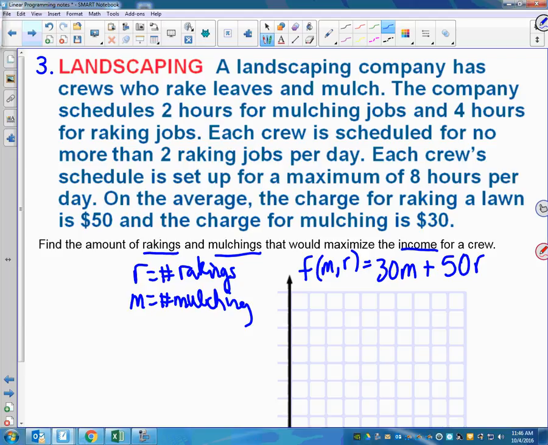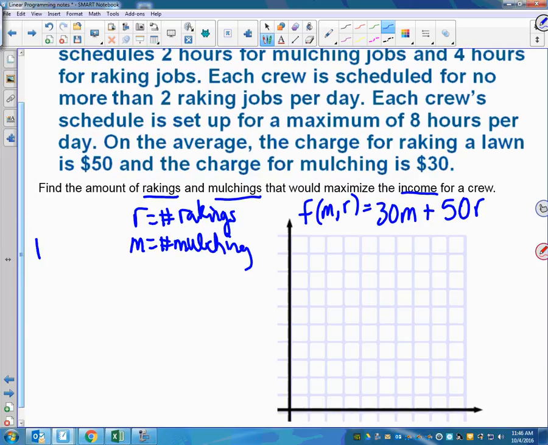Looking at my graph here, notice I didn't give you a full graph because in story problems, can we have a negative number of rakings and mulchings? Right? The minimum is 0, and so that's a constraint that you always have to think about with story problems. So my first two inequalities are that the number of rakings has to be greater than or equal to 0, and the number of mulchings has to be greater than or equal to 0. That doesn't really say so in the problem, but that's like real life. You have to think about it. Most of your story problems, you're not going to have negatives.